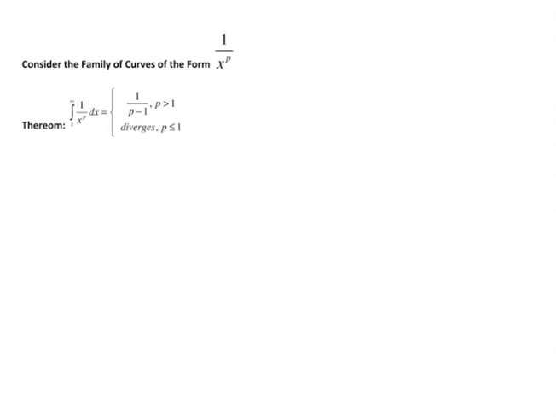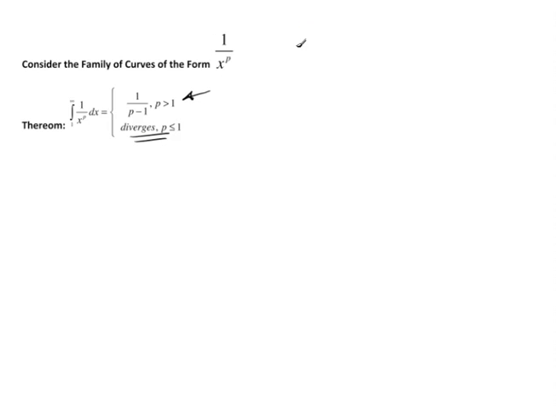These last couple of examples that we did actually lead us into a nice little theorem, and it's based on the family of curves of the form 1 over x to the p. And the theorem says the integral from 1 to infinity of 1 over x to the p dx is equal to 1 over p minus 1 if p is greater than 1, and it's divergent otherwise.